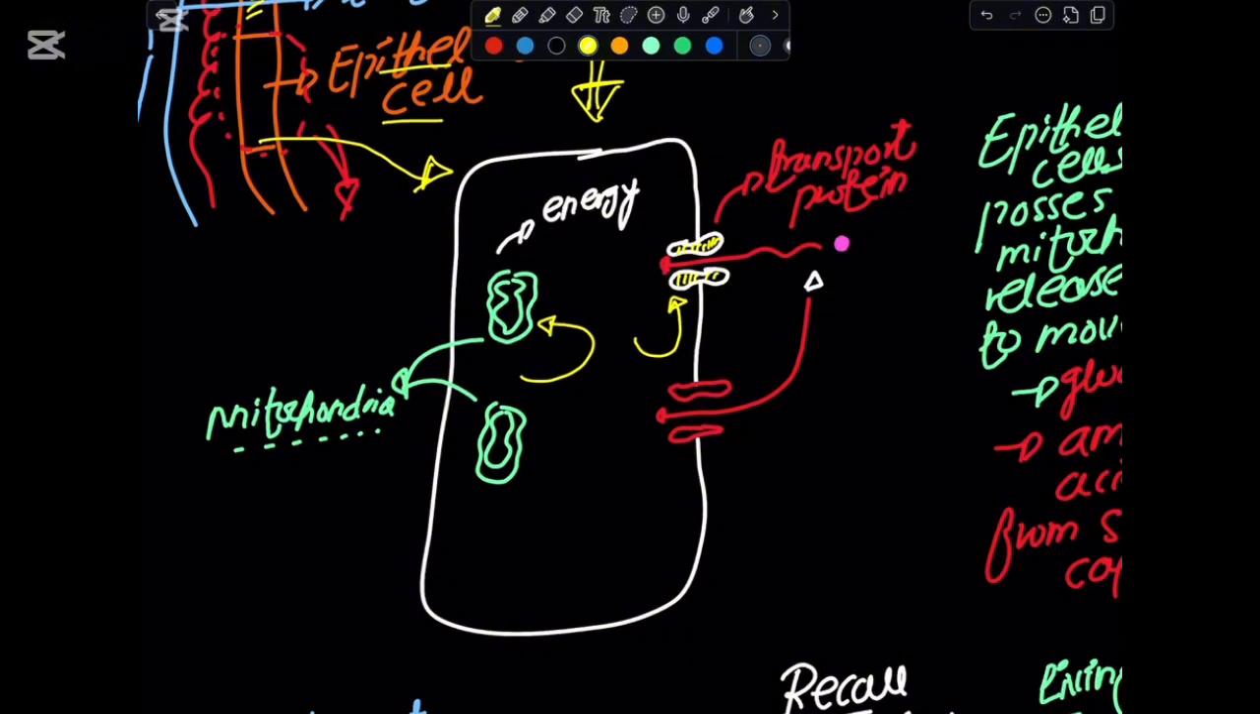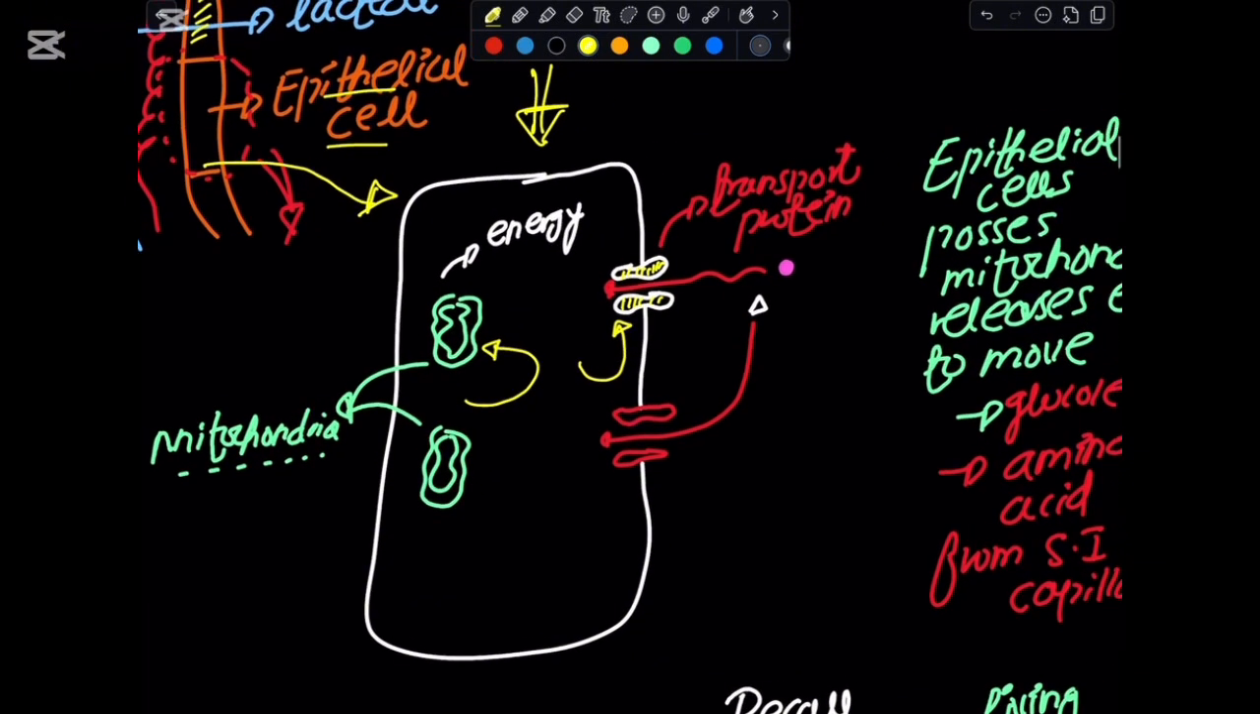Now we know that these mitochondria would release energy by the respiration process. And when respiration releases the energy, this energy would be utilized to move glucose and amino acids from the lumen of the small intestine, and they would pass through these transport proteins and come into the epithelial cells.